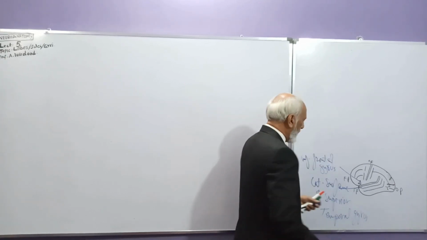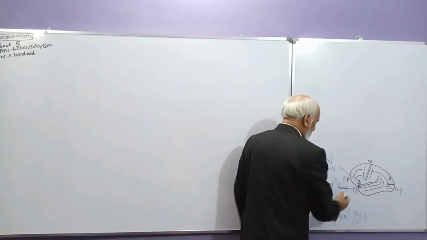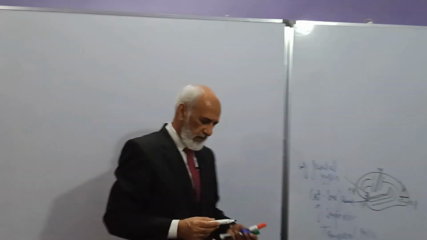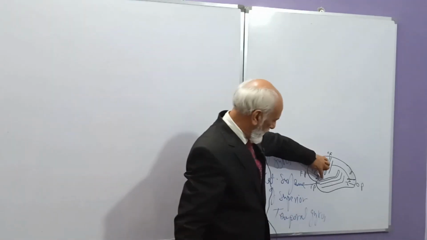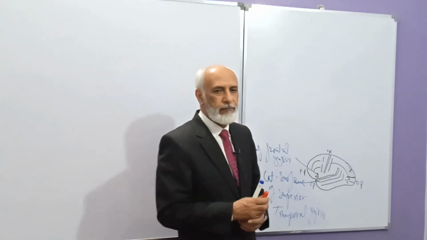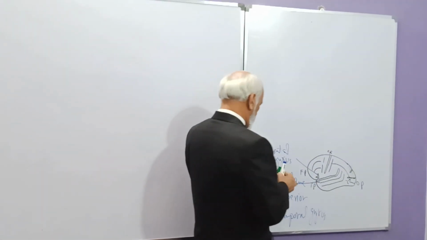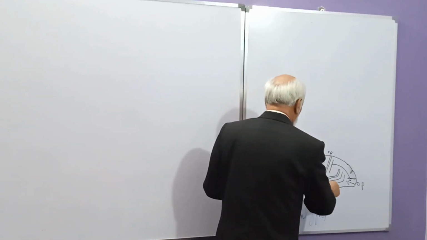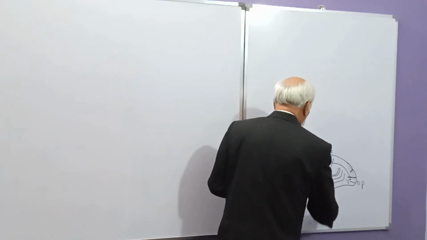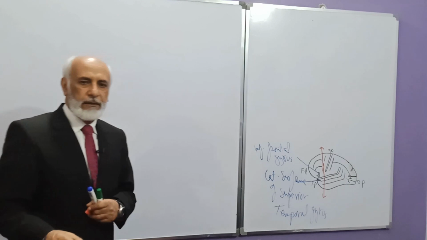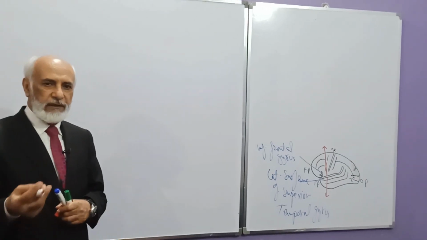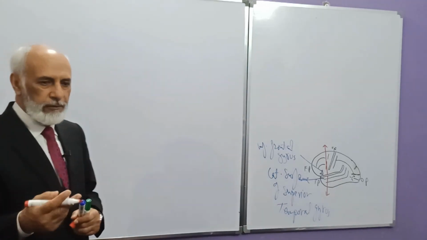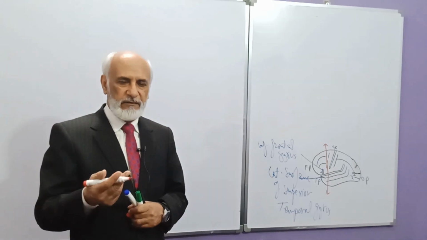Now, this is the upper lip, and this is the lower lip of the posterior ramus of the lateral sulcus. Upper lip and lower lip. Now, if we draw the upper lip upwards and the lower lip downwards, then you will be able to see the floor of the posterior ramus of the lateral sulcus. Now, what is in the floor of the posterior ramus of the lateral sulcus?